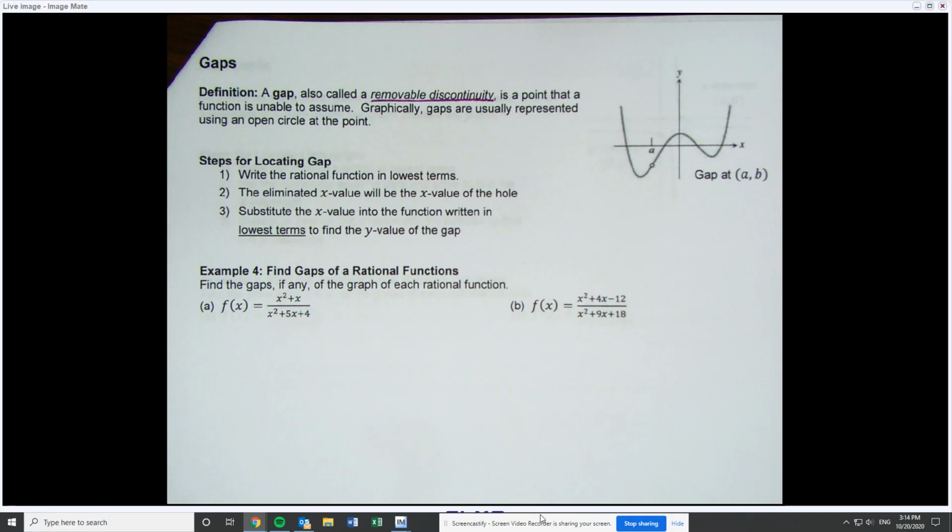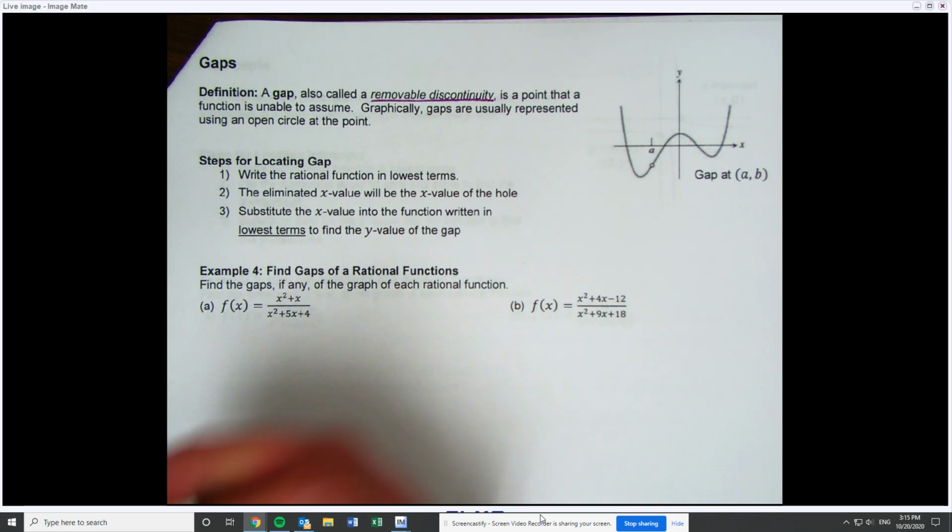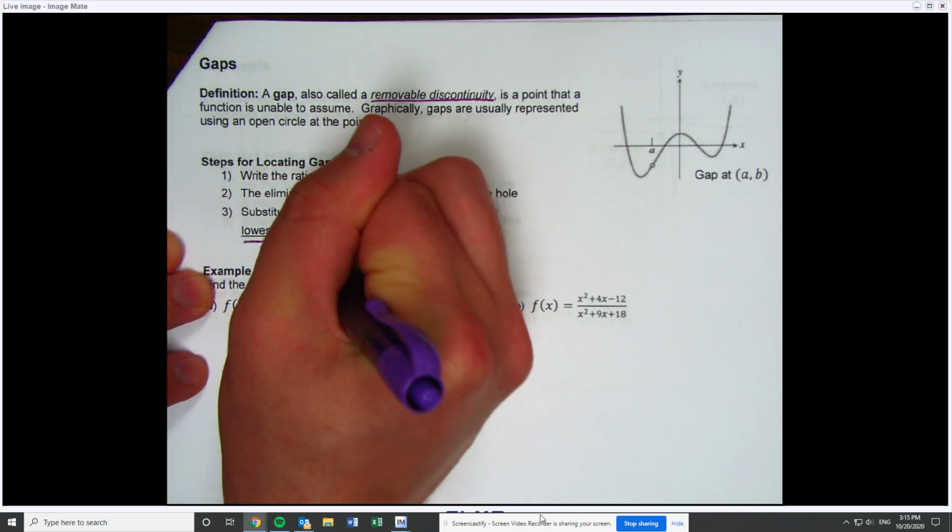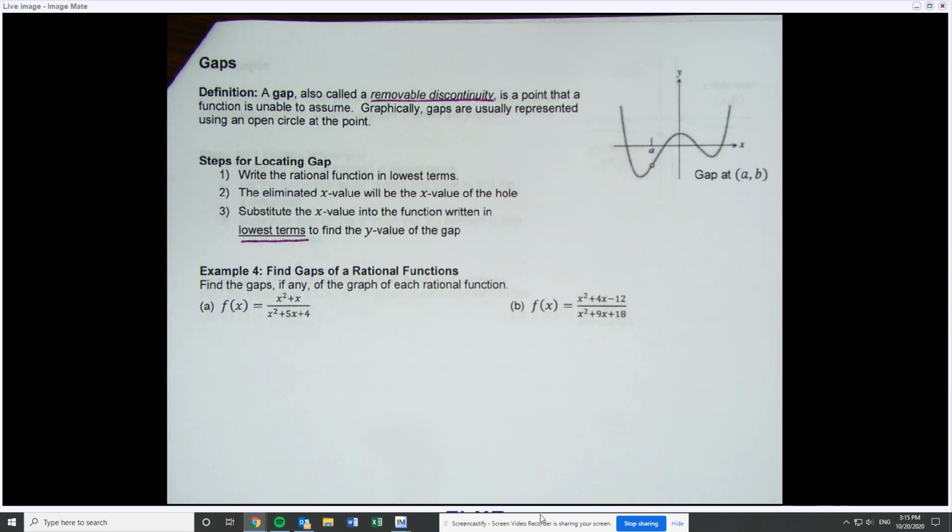Now, yet again, I gave you the steps for all of this. First step, write it in lowest terms. Second step, the eliminated x value will be the x value of the hole or gap. And then to find the y value, substitute it into the lowest terms, and then you can find the y value of the point. And that's it. Not too much extra work from what we have already been doing.